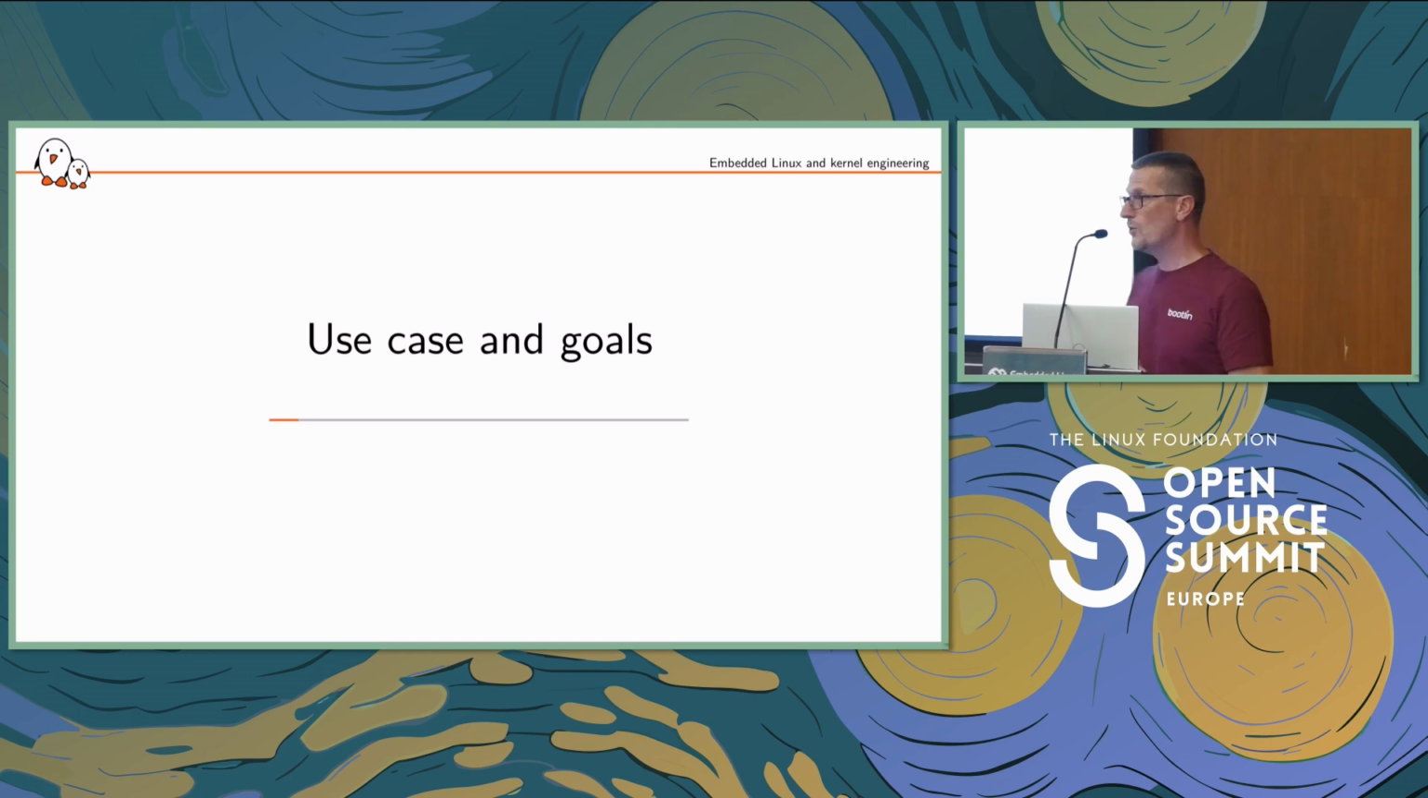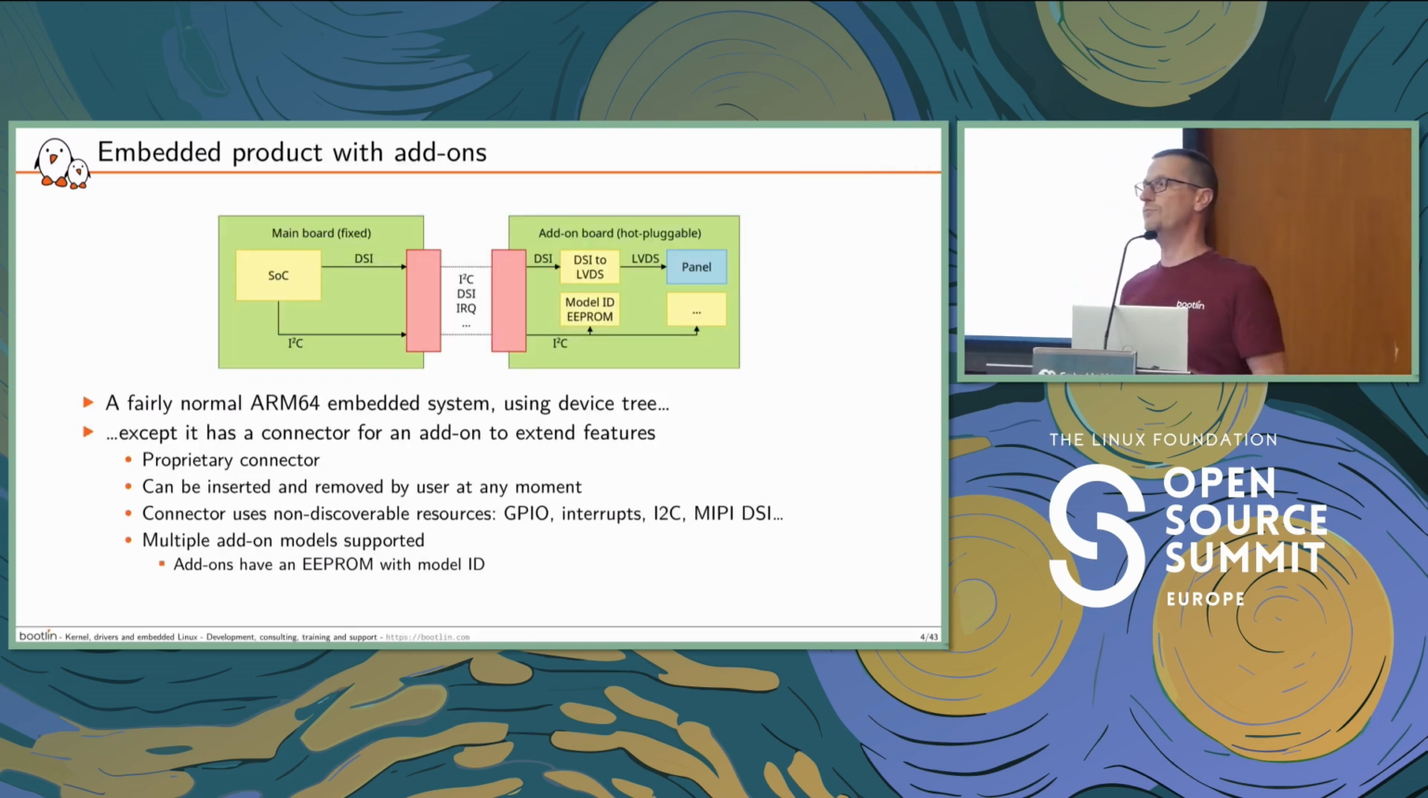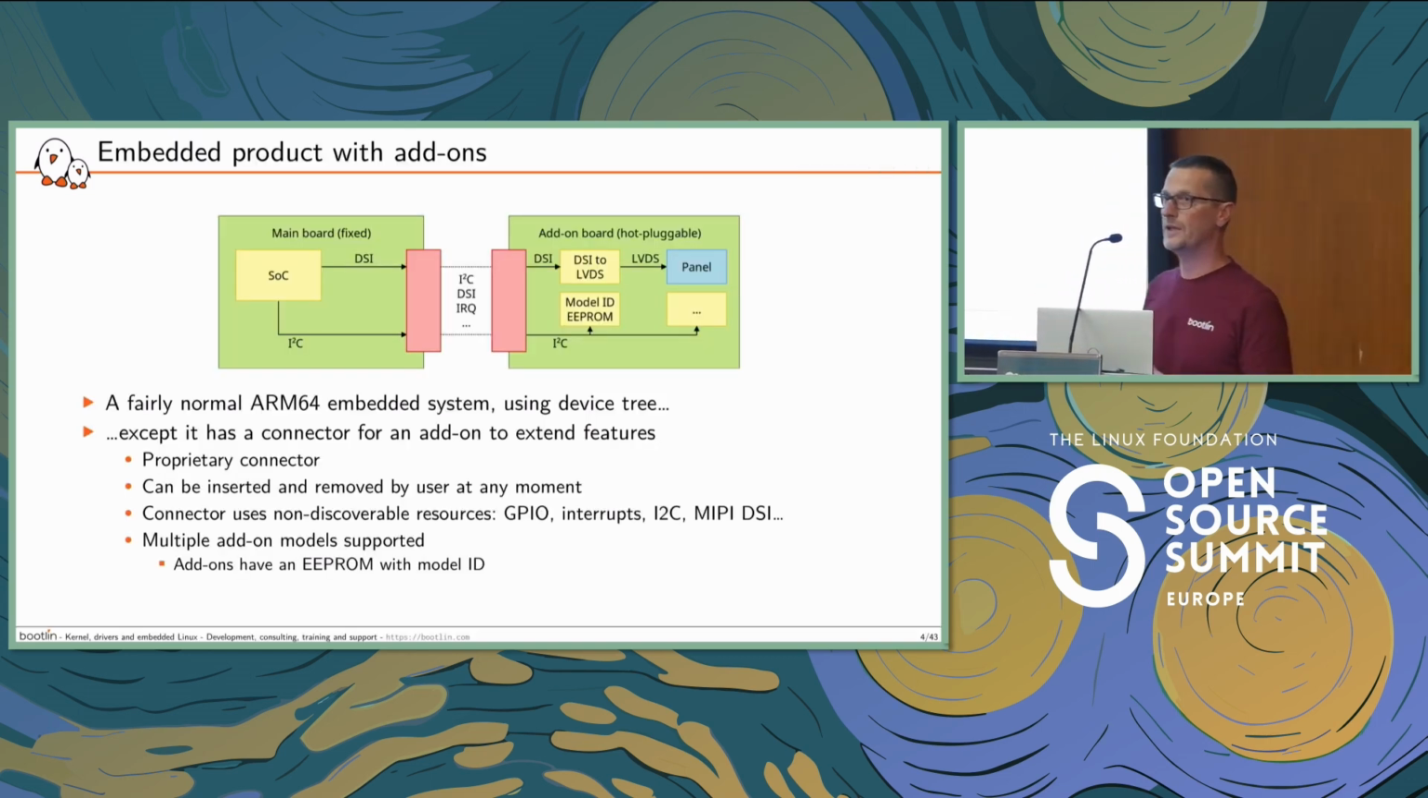So the use case we are working on is a product. It is a fairly standard ARM64 embedded system using device trees for hardware description, except it has something special. It has a connector, in red in the picture, where you can connect an add-on board with additional hardware to extend the functionality. This uses a proprietary connector. On this connector, there are several lines which are not discoverable hardware: GPIOs, interrupts, PWMs, and even a MIPI DSI video output.